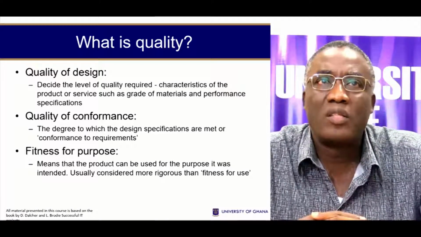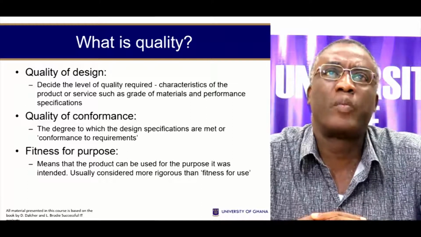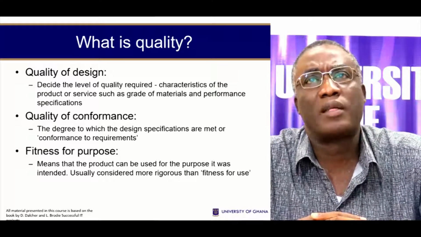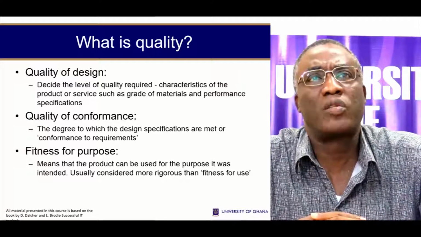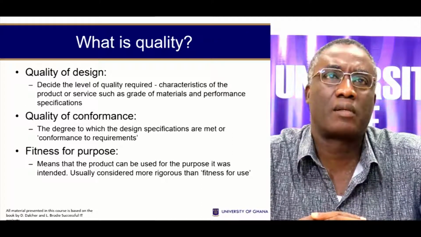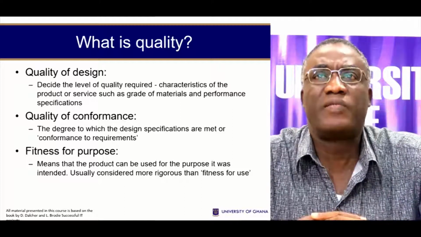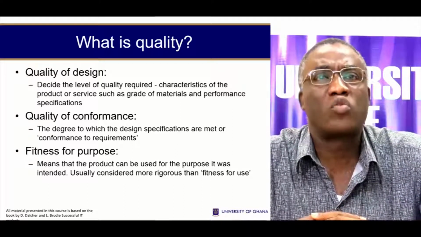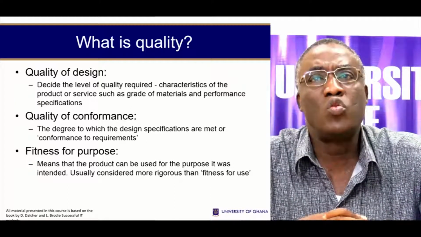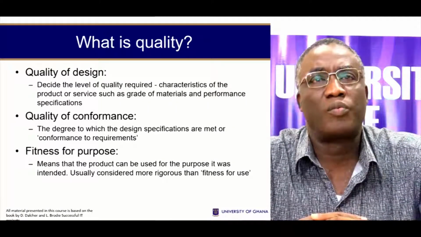We can talk about quality of design, quality of conformance, and fitness for purpose. In quality of design, you've got to decide the level of quality required. That's the characteristics of the product or service, such as grade of materials, performance specification, etc. Conformance will imply the degree to which the design specifications are met, or conformance to requirements. And fitness for purpose would mean that the product can be used for the purpose it was intended for.